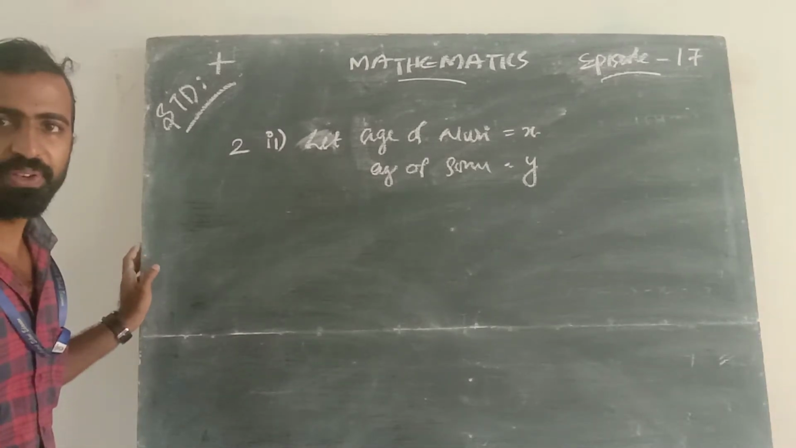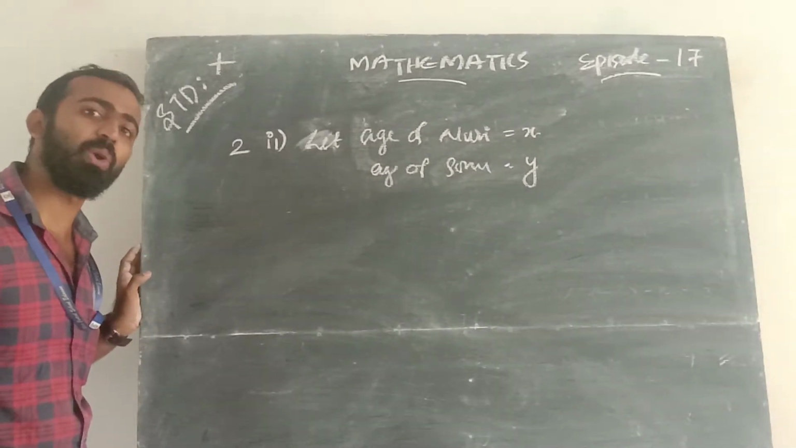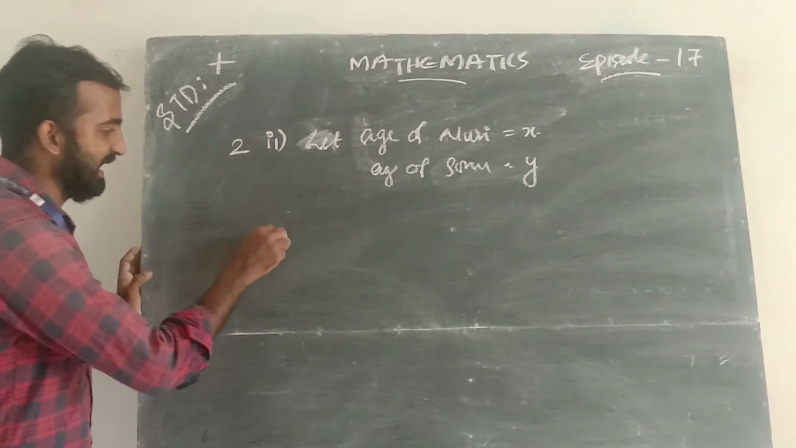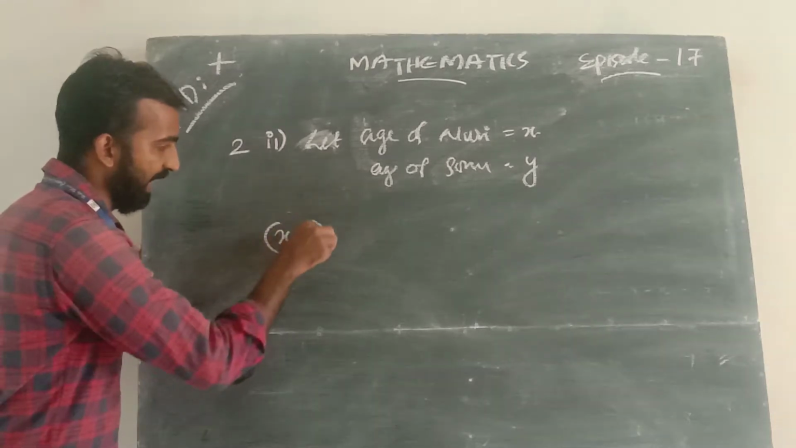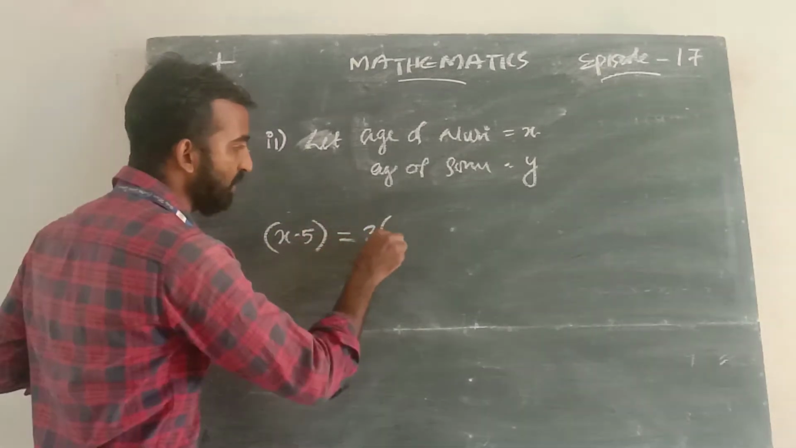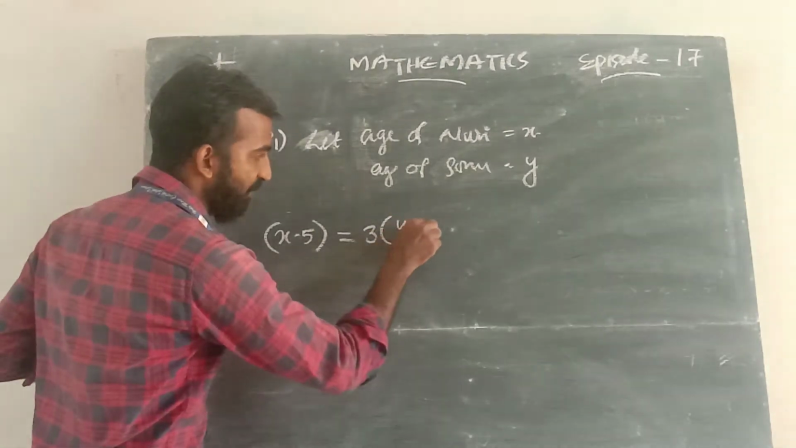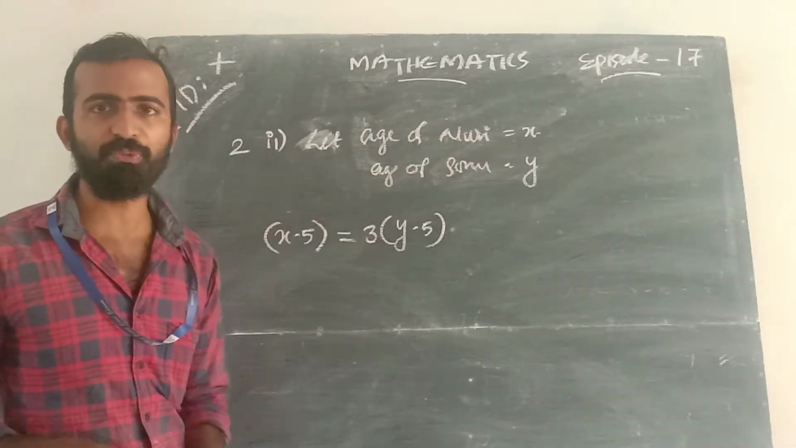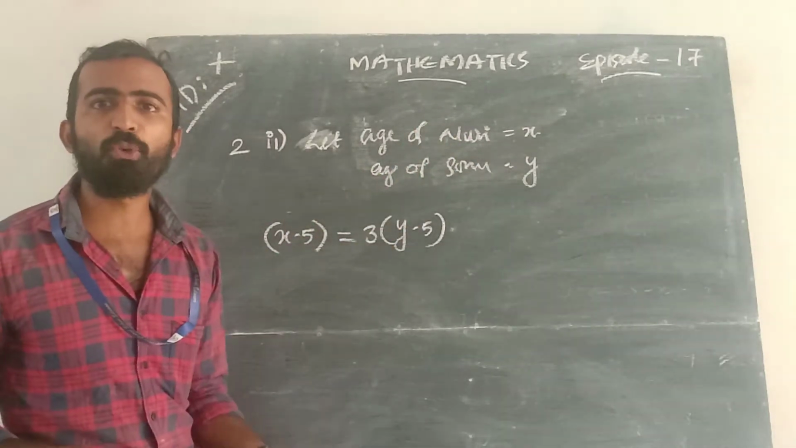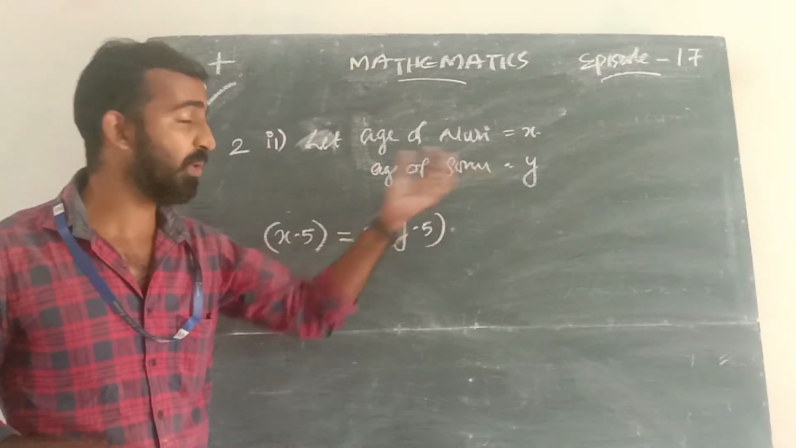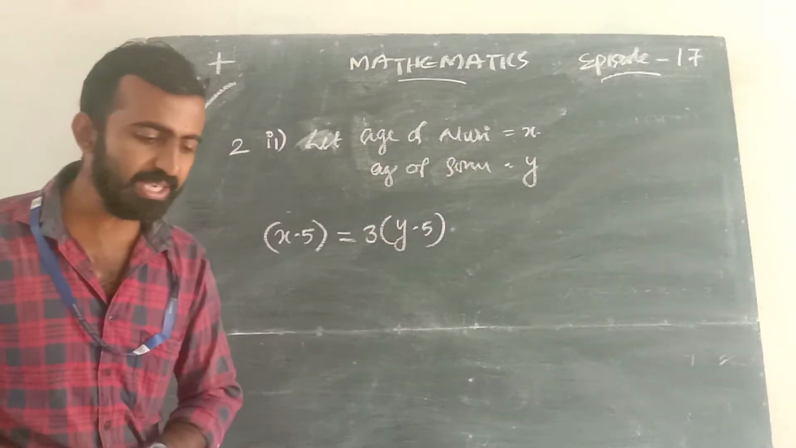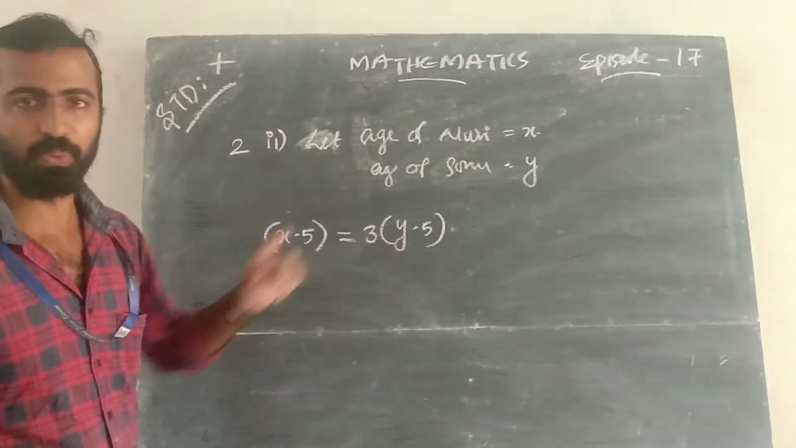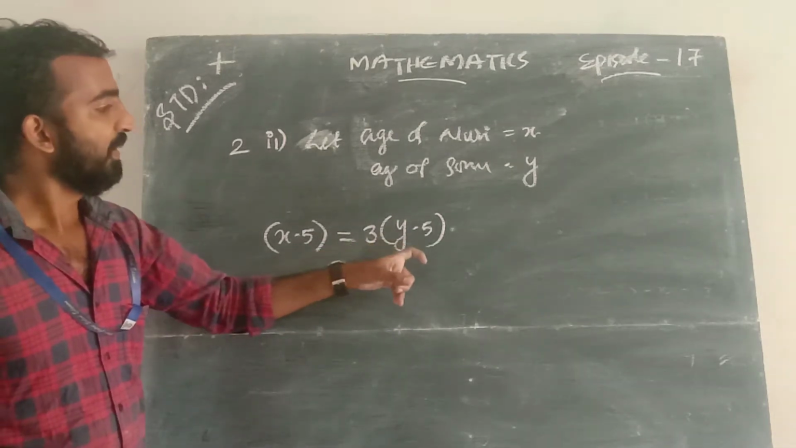The first condition is 5 years ago, that is the past. So we can write x minus 5 equal to 3 into y minus 5. x means the age of Nuri and y means the age of Sonu. What is our first condition? 5 years ago, Nuri was thrice as old as Sonu.